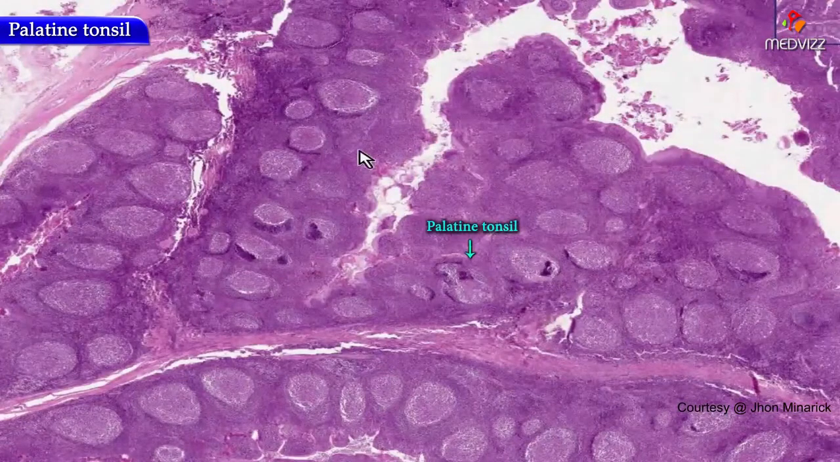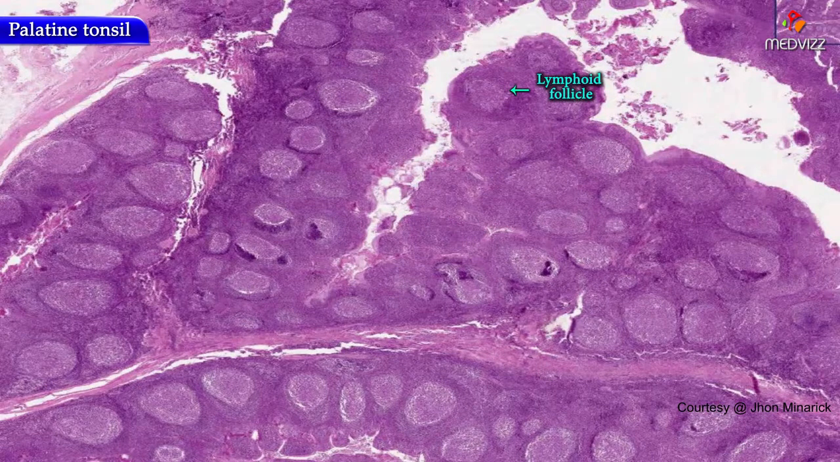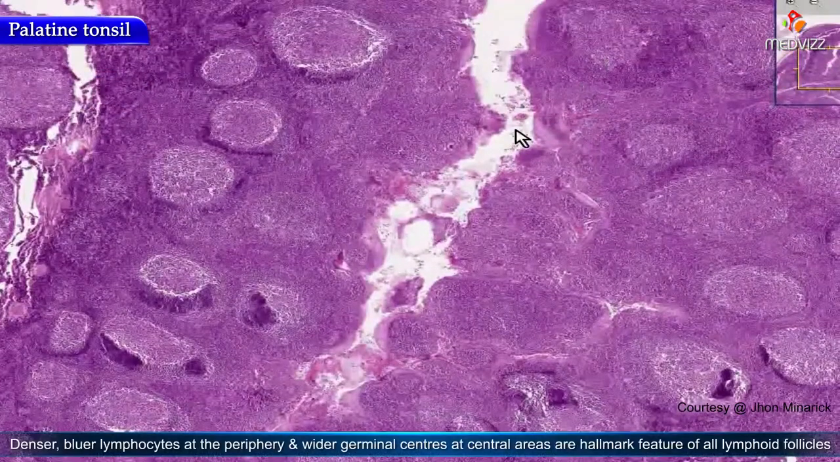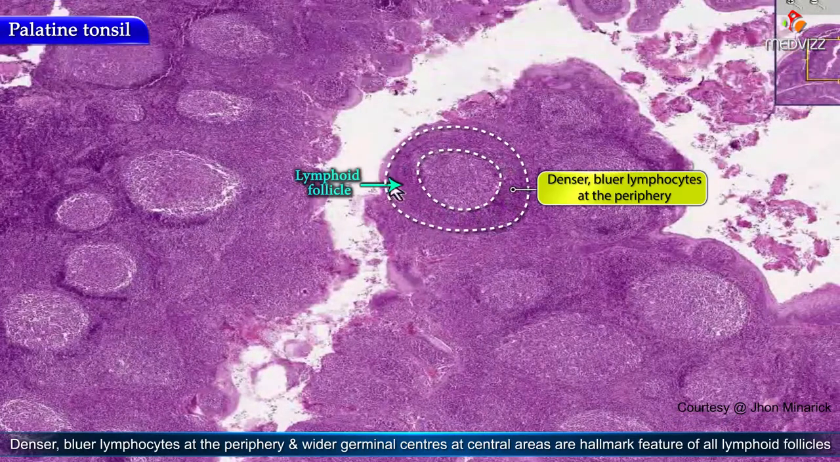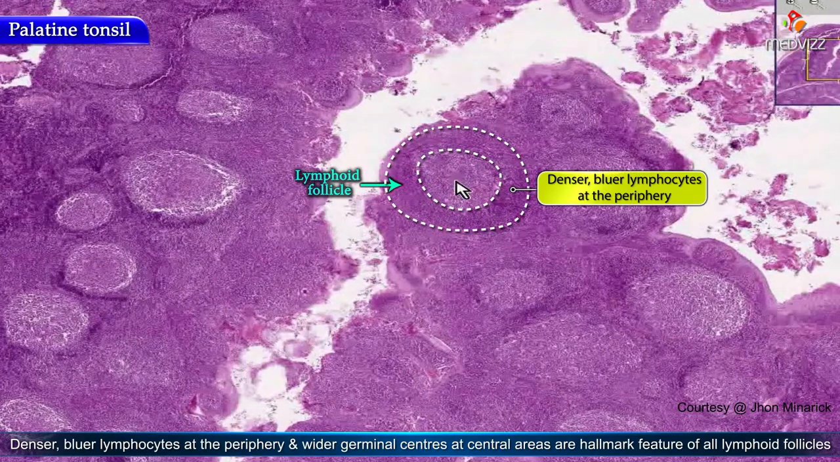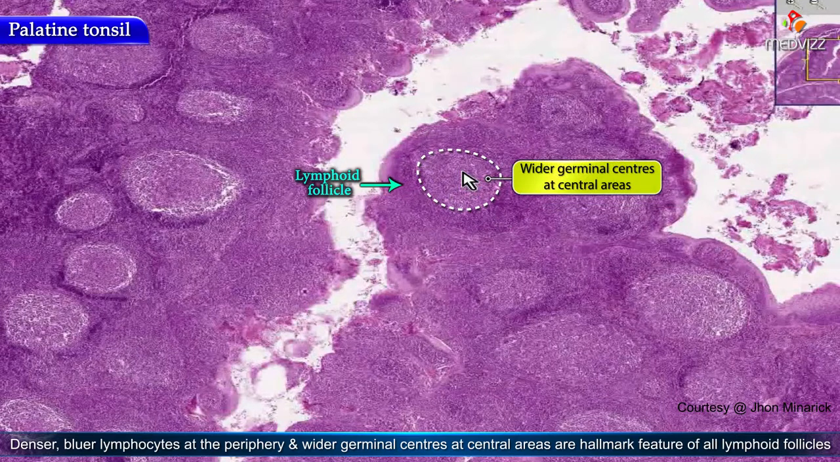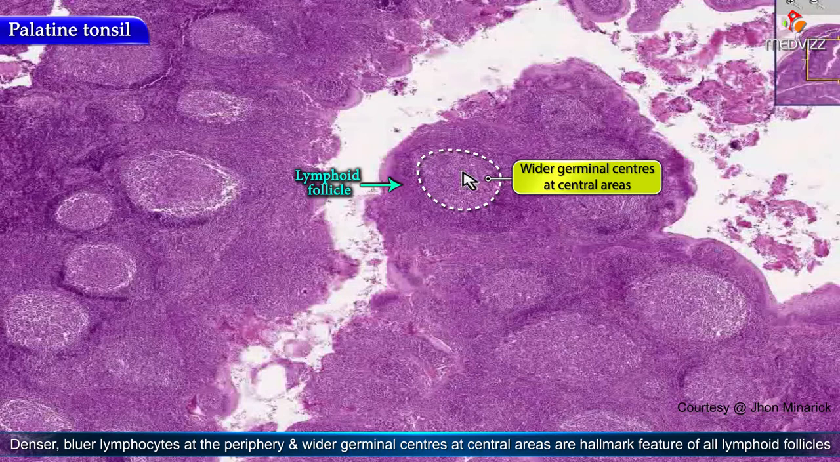This is a palatine tonsil. Of the three different types of tonsils, all of which contain these lymphoid follicles in which the denser, bluer lymphocytes are at the periphery of a follicle and the lighter central areas are the germinal centers. That's the hallmark of all secondary lymphoid follicles or lymphoid nodules everywhere in the body.